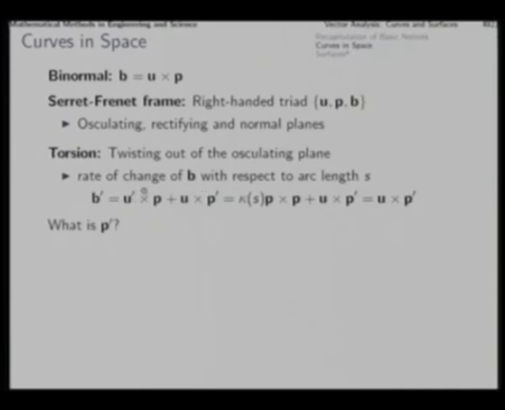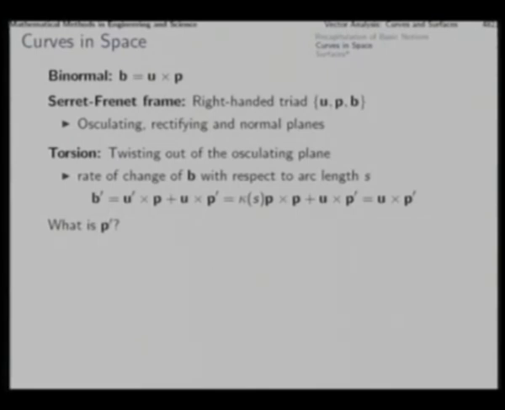Now, here u prime we already know as kappa of s into p, right. So, we insert that, and then we find that the first term has p cross p, which is 0. So, this goes out, right. What remains? You have u cross p prime. Now, we know u, p, b. Now, we ask what is p prime. Now, what is p prime?